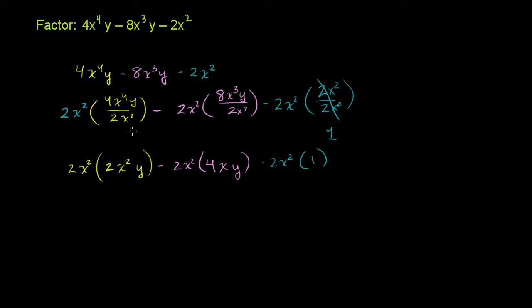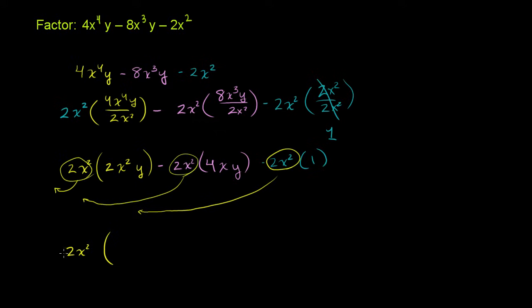Now, if you were to undistribute 2x squared out of the expression, you'd essentially get 2x squared times this term minus this term minus this term. If you take that out of each of the terms, you're going to get 2x squared times 2x squared y minus 4xy, and then you have minus 1. And we're done. We've factored the problem.